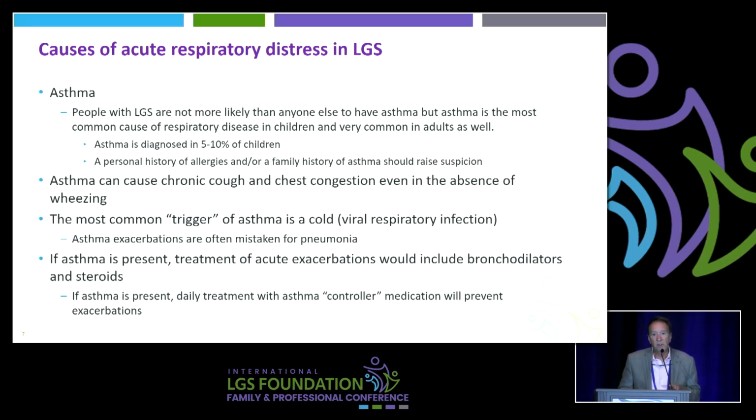And then one word about asthma. Now, asthma in and of itself does not have a specific link to LGS, but asthma is really the most common respiratory condition in childhood and very, very common in adults as well. As many as 5 to 10% of all children have asthma. So by extension, I think we can assume that at least 5 to 10% of people with LGS, or at least children with LGS, also have asthma.